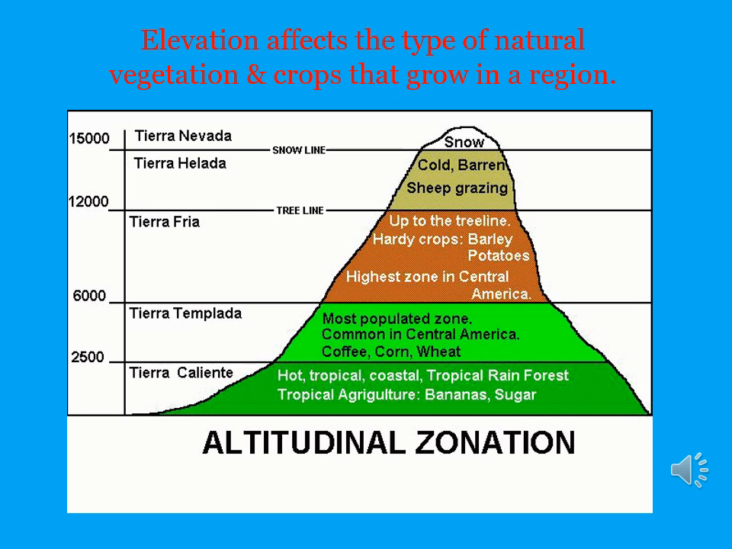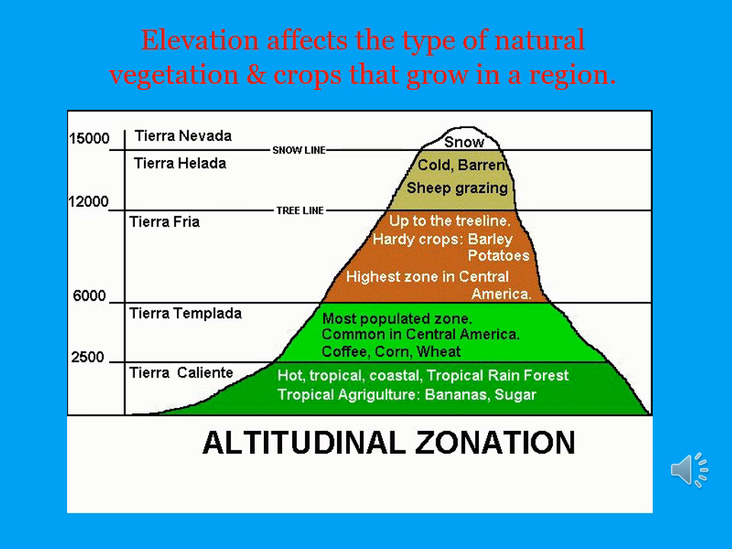Is the Tierra Caliente, okay, the hot zone, hot tropical coastal, tropical rainforest. The tropical agriculture grown there is bananas and sugar. Then when you go up from about 2,500 feet to 6,000 feet, you're in the Tierra Templada, the most populated zone common in Central America. This is where your coffee, corn, and wheat are grown.